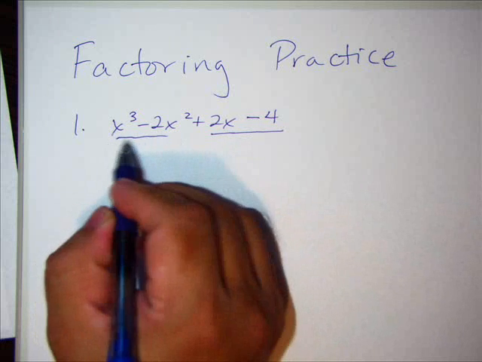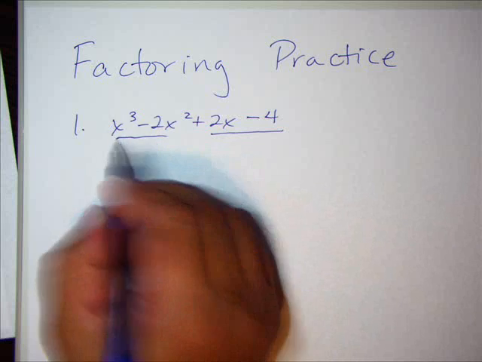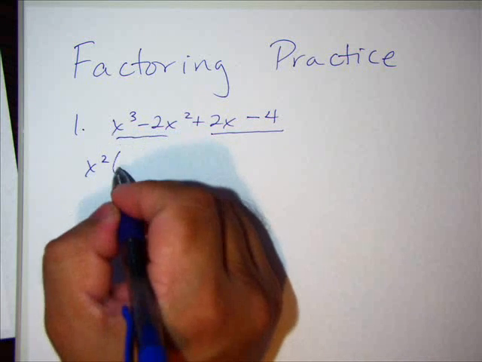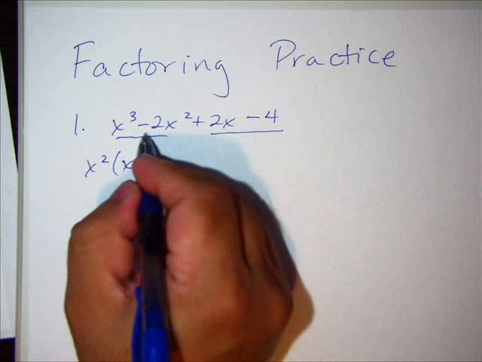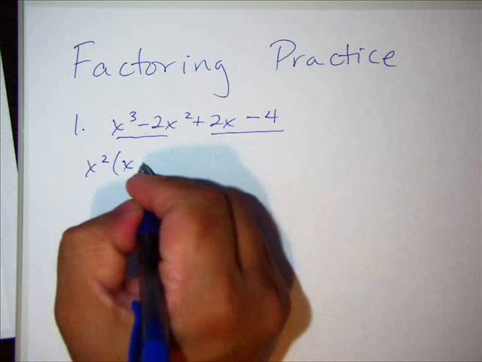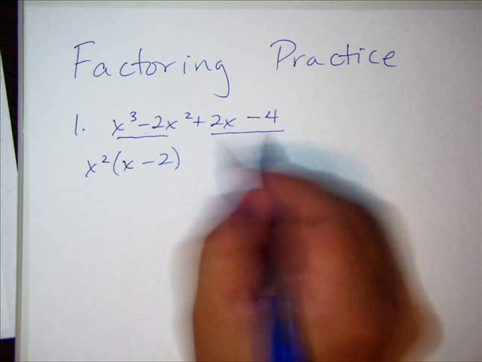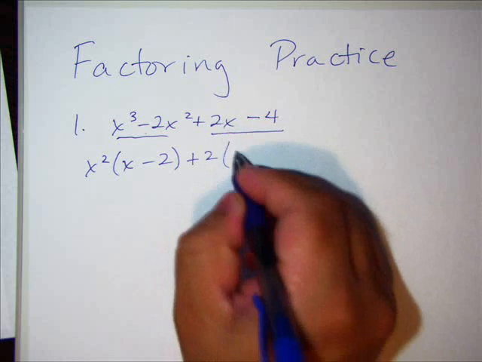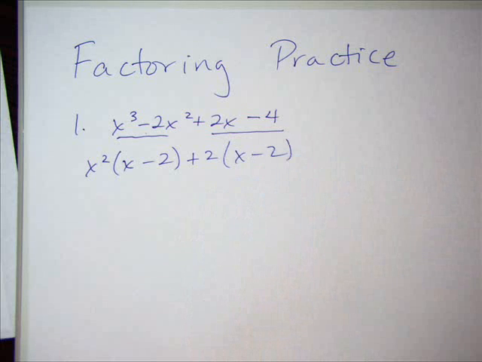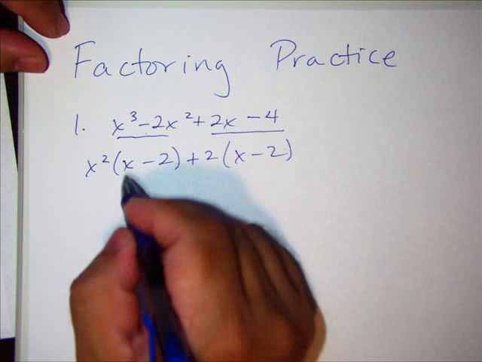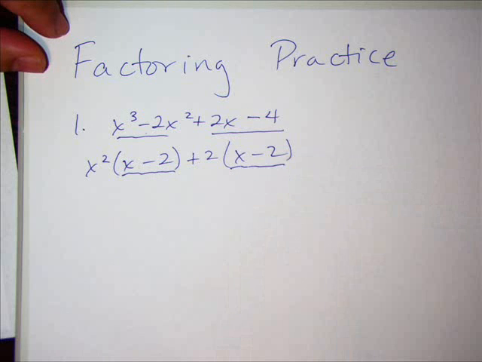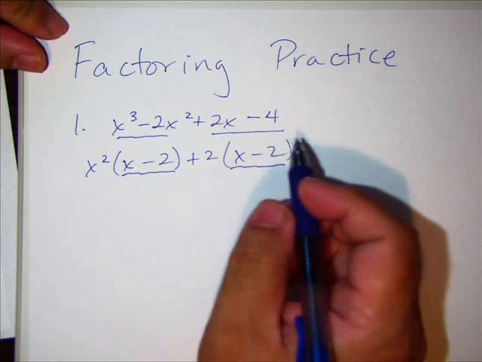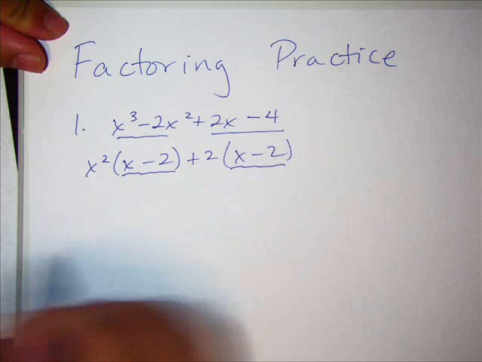When we group these two together, there is a common factor of x squared. X cubed divided by x squared is x. Minus 2x squared divided by x squared is minus 2. Here, common factor is 2. Positive 2. That leaves x minus 2. Note, if you don't get the same things there, something went wrong or the technique is not going to work. Alright, we take the x minus 2 out.